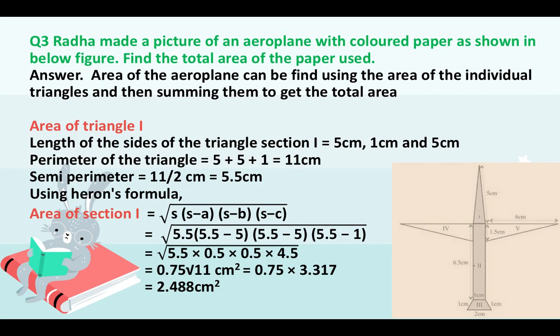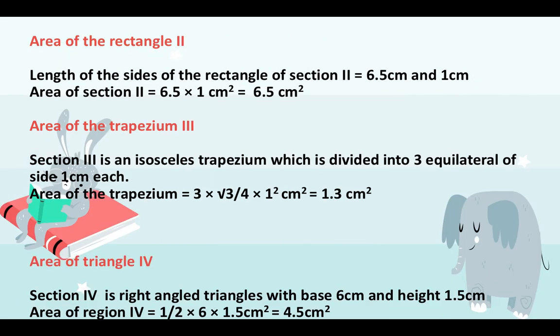Now I will substitute the values over here. On solving, I get 5.5 into 0.5 into 0.5 into 4.5. On solving this, taking the factors, I get 0.75 outside and I am left with only 11 under the root sign. So the area of this section is 2.488 centimeters square. Now I calculate the area of the second part. The second part, which is labeled, is a rectangle. So area of this rectangle is equal to length into breadth. Length is 6.5 centimeters, breadth is 1 centimeter. So area is 6.5 centimeter square.